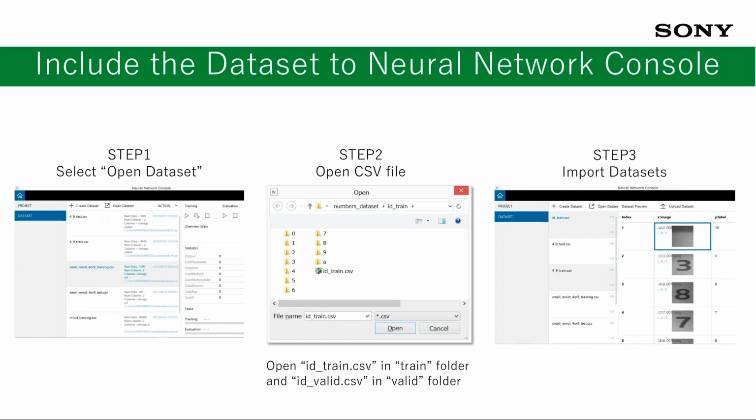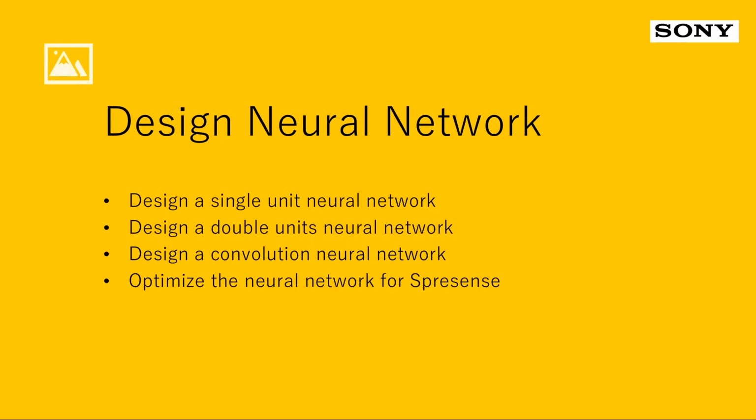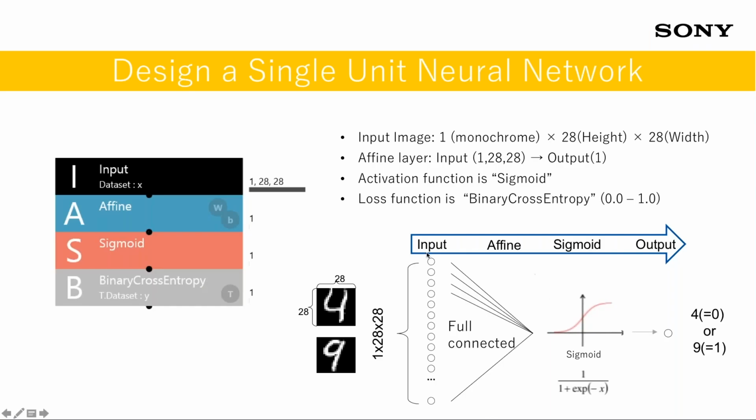So we are done. We are now ready to go to the next step, which is designing our neural network. In this section, we need to go over how we can build a single unit, double unit, and then a convolutional neural network, and at the end we need to optimize it. Step by step, we build a model to recognize between 4 and 9, and we want to recognize 9. If it's 9, the output is 1. So let's see now.